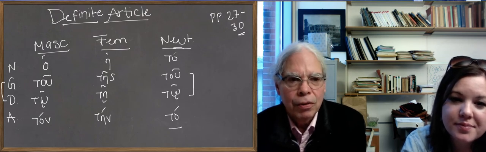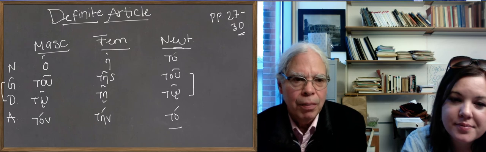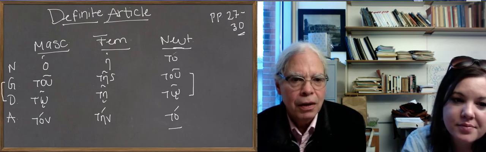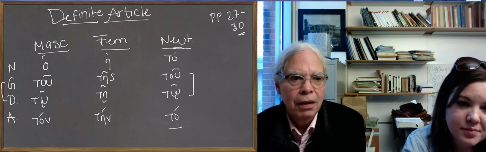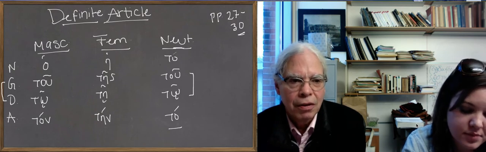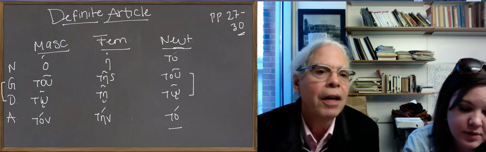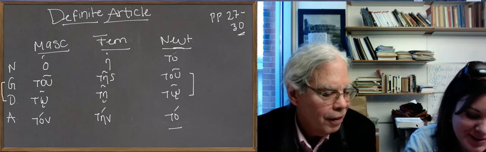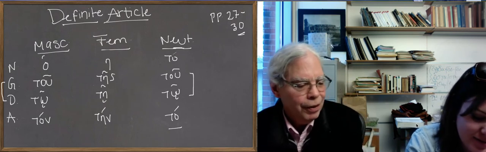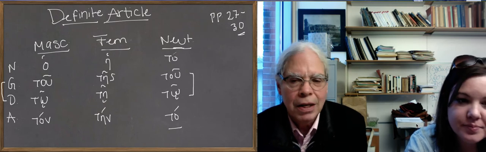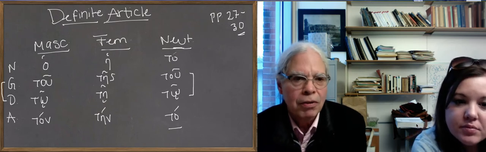Okay, so here's another thing that's different about the masculine and the feminine nominative. They don't begin with T. They don't have an accent, okay? They're just H. See, there's an H over the eta. Yeah, it looks a little bit weird. You need a little bit clearer. Okay, they have an H and a vowel and no accent, right?